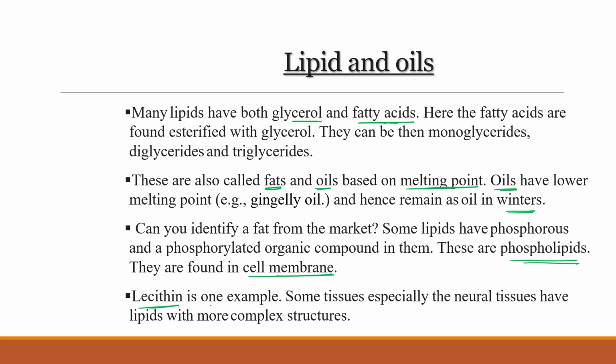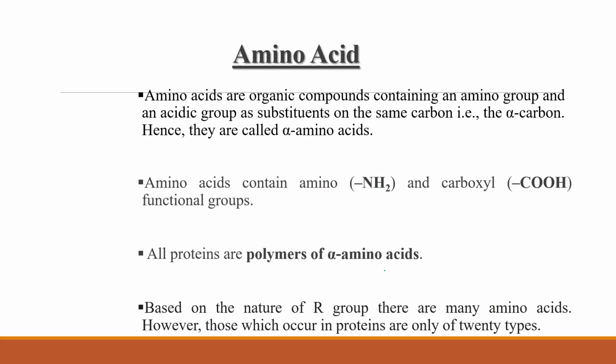Similarly, lecithin is one of the examples of fat, and this is present in some neural tissue. Okay, now amino acids. Amino acids are complex organic compounds containing an amino group and an acidic group as substitution on the same carbon, meaning the alpha carbon. So they contain this NH2 and carboxylic group both. And all proteins are polymers of these alpha amino acids.